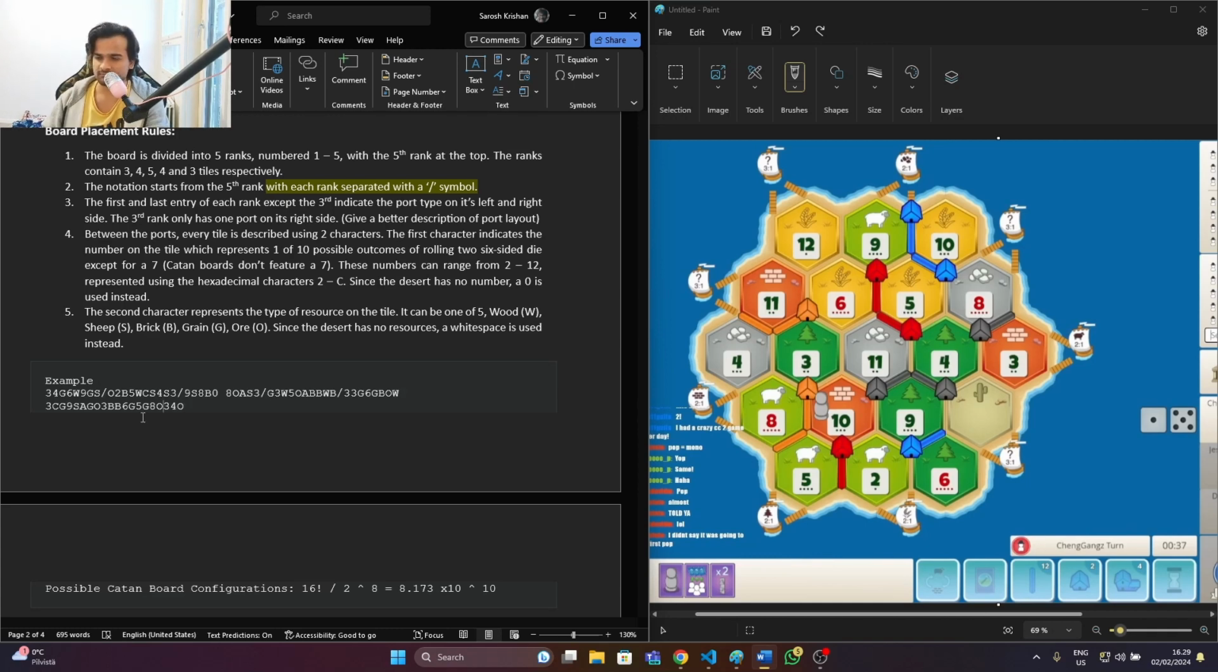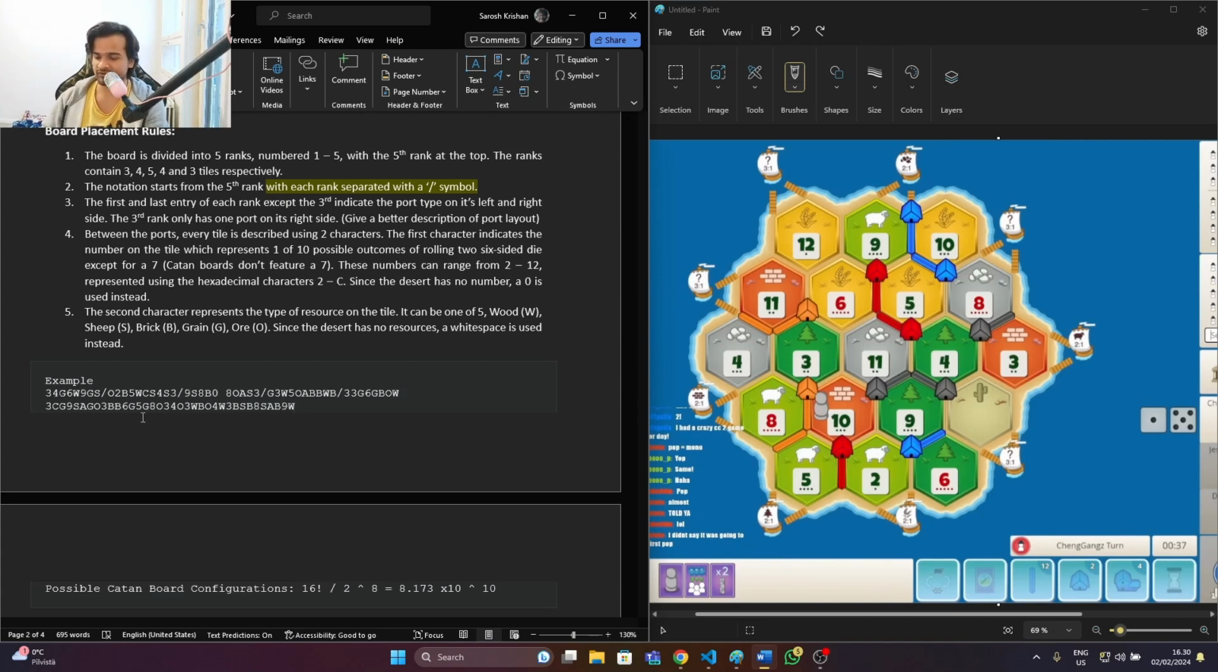8? Are you a capital O? You don't look like the other O's. What's up with you? Okay, just 4 or 3 wood, 11, which is a B, or 4 wood, 3 brick, and then a sheep port, because the third rank only has 1, and then a brick port, and then an 8 sheep, and then a 10, which is an A, B brick, and a 9 wood.